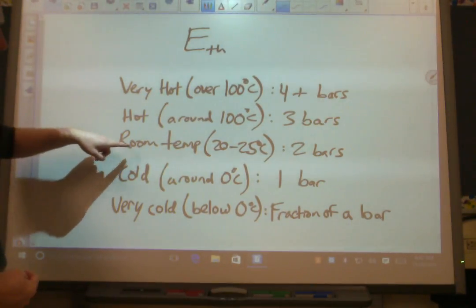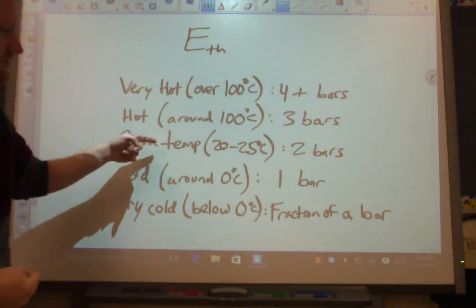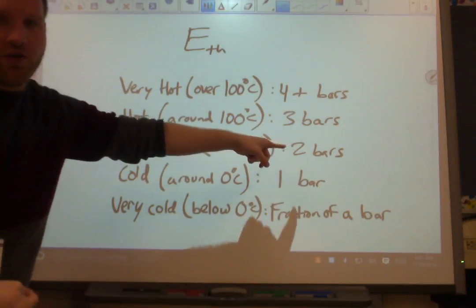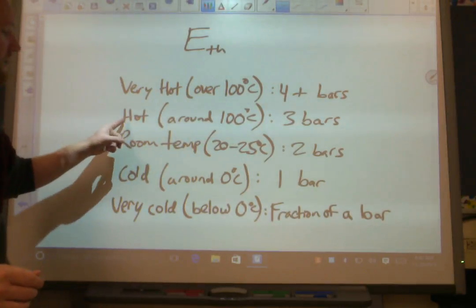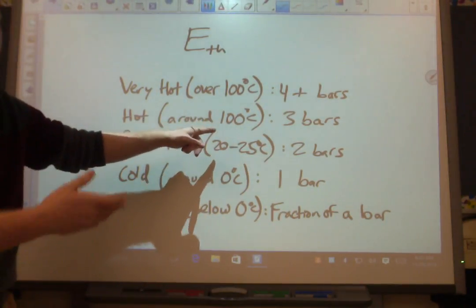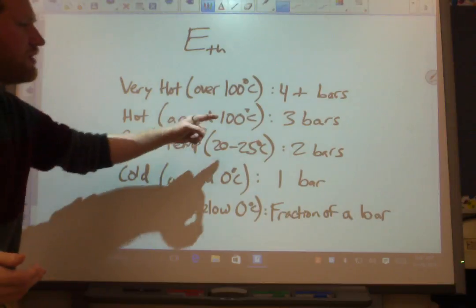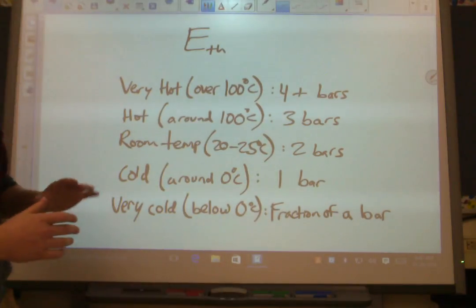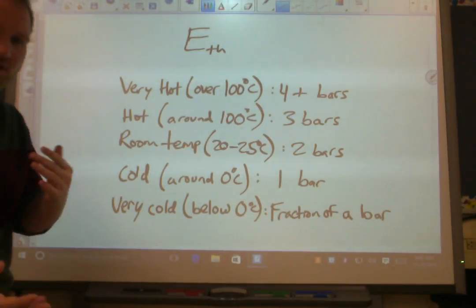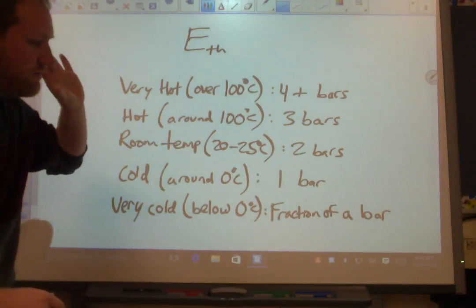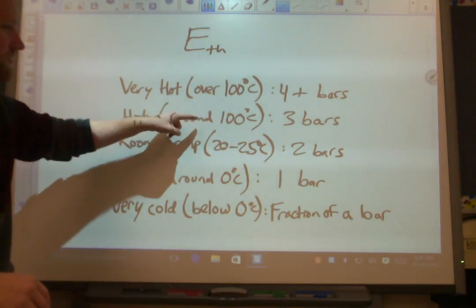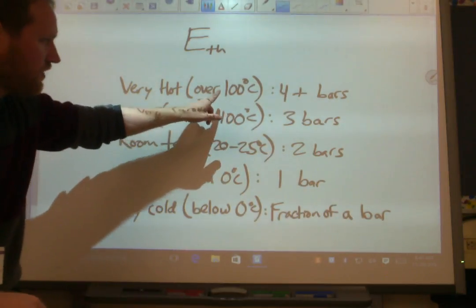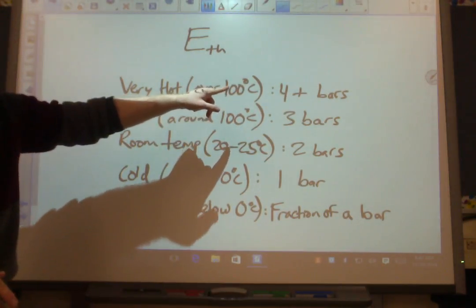When you have room temperature, which is like 20 to 25 degrees Celsius, let's call that 2 bars of thermal. Okay, so room temperature water, 2 bars. When you get hotter, when you heat that up, so it's around 100, so 70, 80, 90, 100, well now we're thinking 3 bars. Again, if you want to call it 2.5, that's fine as long as you're consistent with yourself. But this is kind of the baseline that we laid out. So room temp is 2 bars, hot is 3 bars, very hot, over 100 degrees Celsius is 4+ bars.